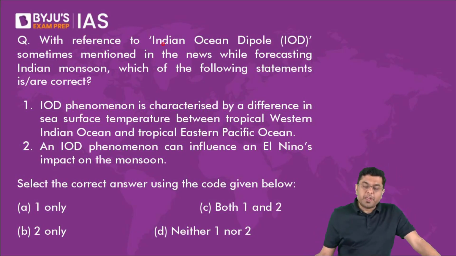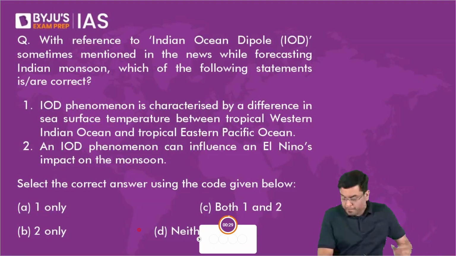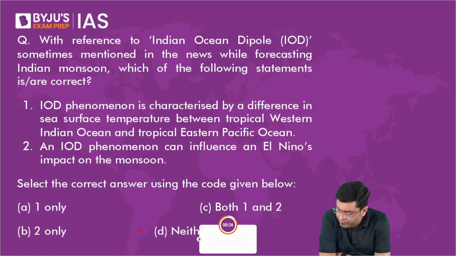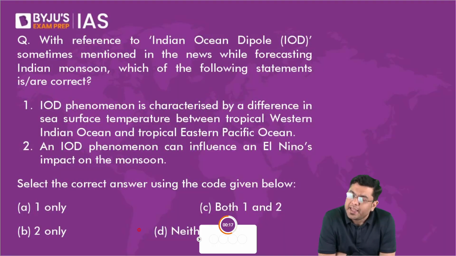With reference to the Indian Ocean dipole, sometimes mentioned in the news while forecasting Indian monsoon, which of the following statements is or are correct? IOD phenomena is characterized by a difference in sea surface temperature. IOD phenomena can influence an El Nino's impact on the monsoon. Basically understand that the ENSO cycles' impact on the Indian subcontinent can be counteracted by the conditions of Indian Ocean temperature.